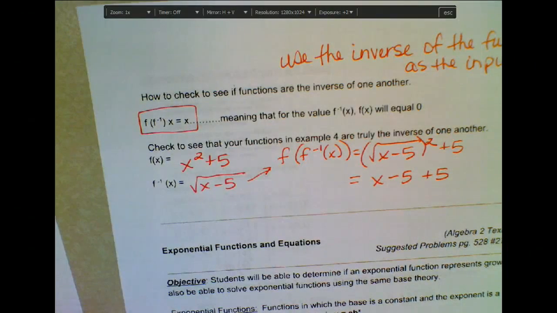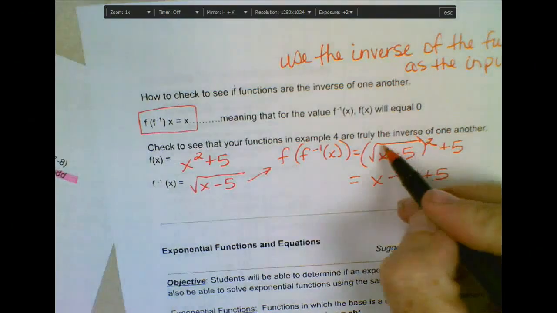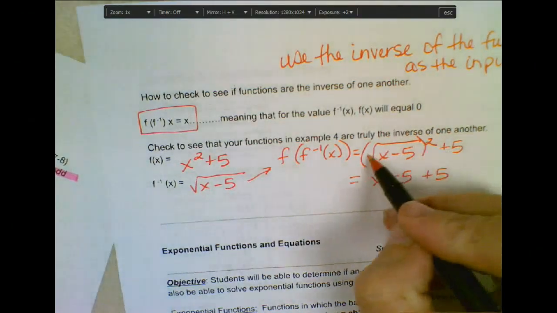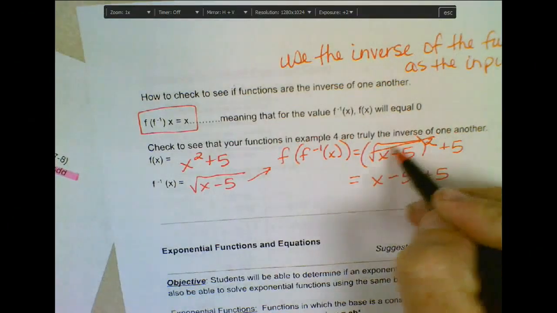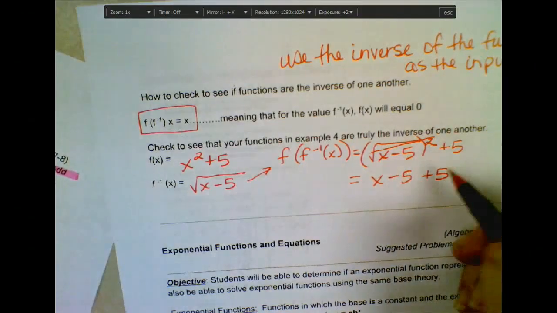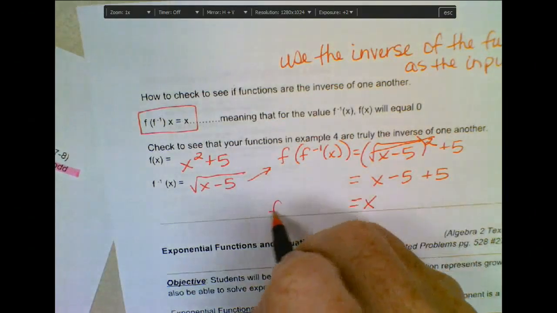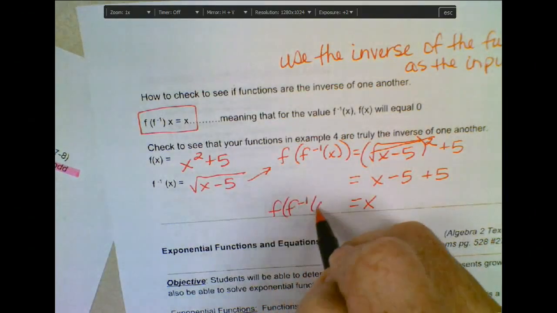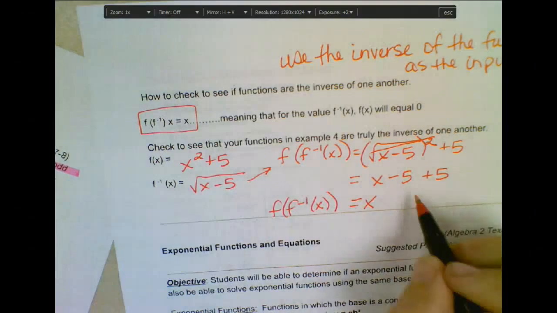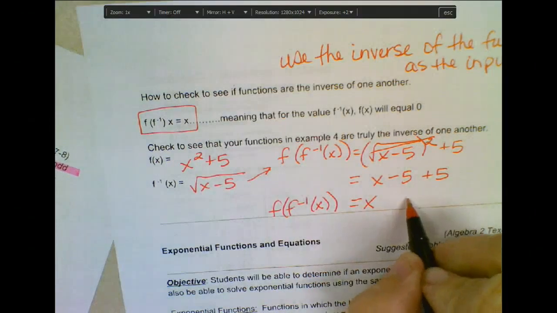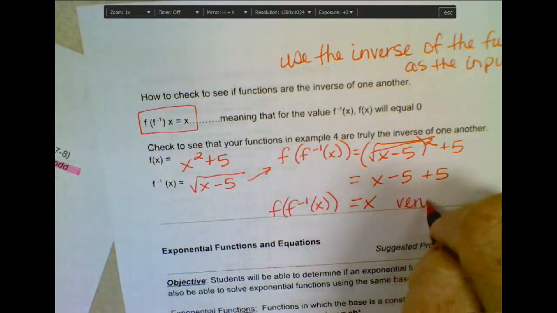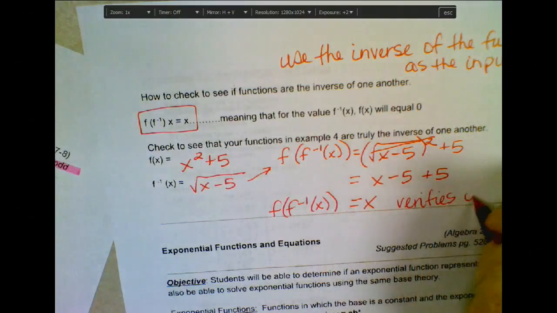Remember the reason for that is that the square root here and the square out here canceled each other out, and all you're left with is that quantity under the radical. So our negative 5 and our positive 5 cancel. That gives us x. So f of f negative 1 of x does indeed equal x, and this verifies that they are inverse functions.